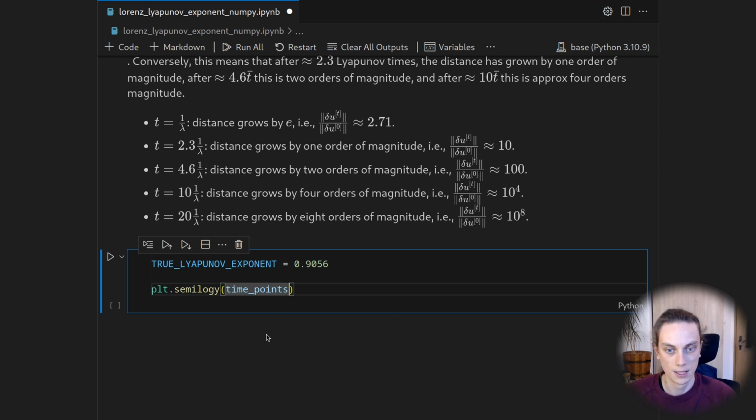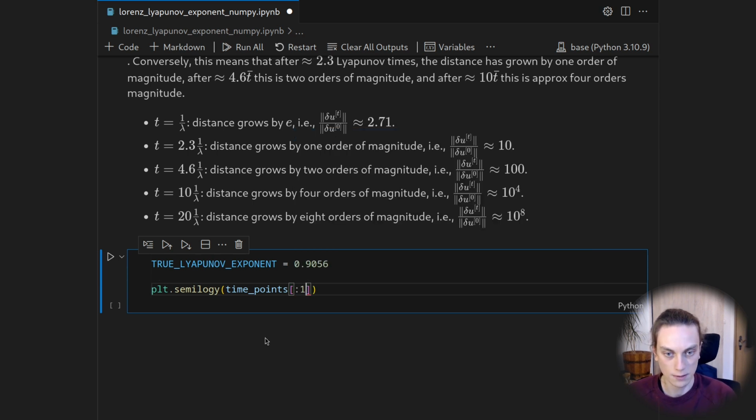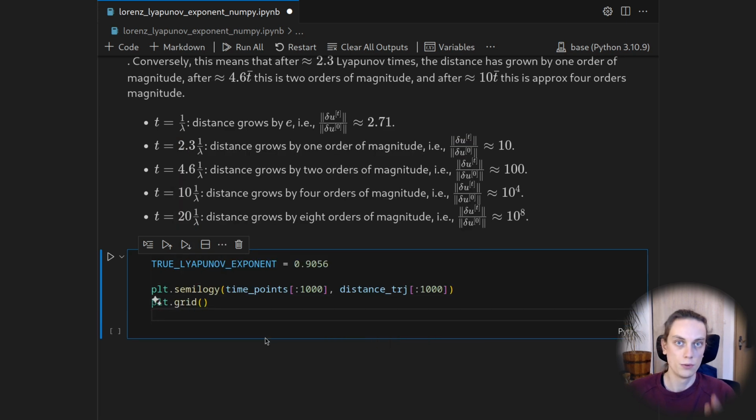So we use this array that we created for the polynomial fit. And to really just reduce to this initial phase, I will index up to the thousandth time step, and then also use the distance trajectory up to the thousandth. Let's activate the grid. And then I want to draw some vertical lines at multiple Lyapunov times.